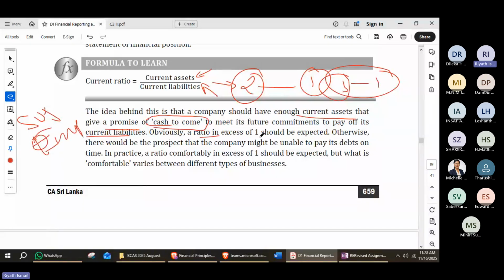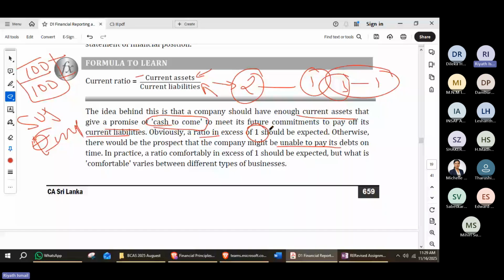Obviously, the ratio should be in excess of one, right? Say current assets 100, liability 100, payable 100, receivable 100. So keeping it at this level is fine. Otherwise, there will be a prospect that the company might be unable to pay its debt on time.